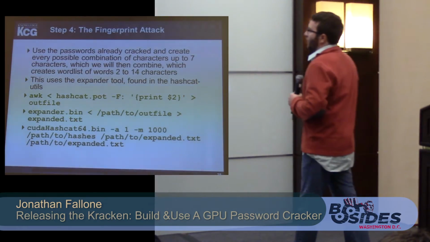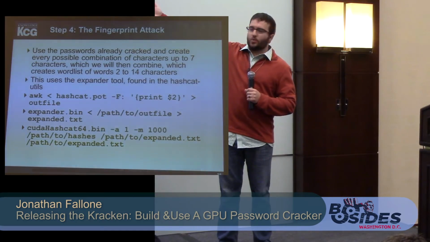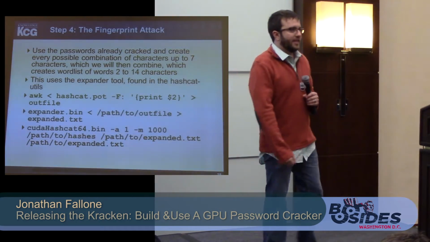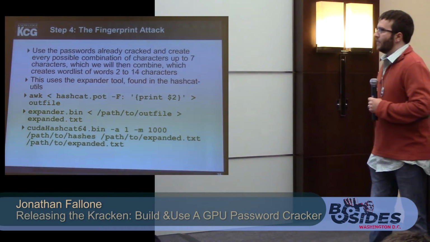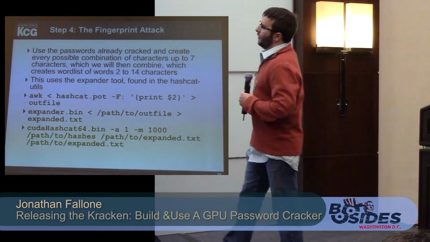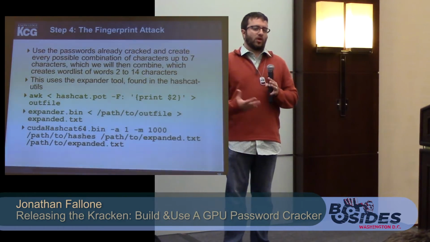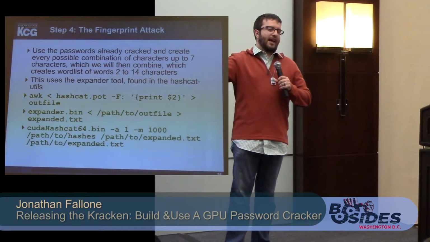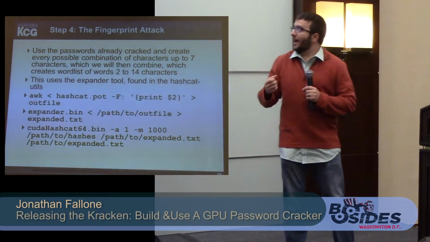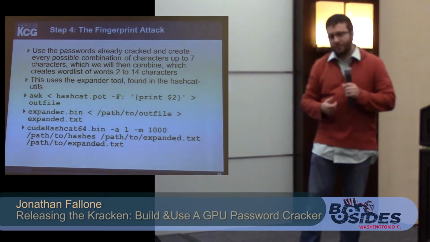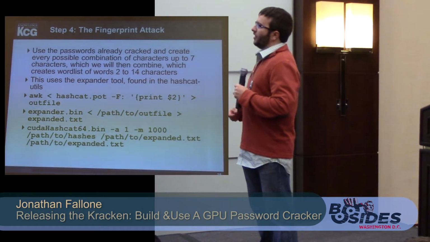The first thing you need to do is just take out all of your cracked passwords. That awk command up there just pulls all of the NTLM plain text passwords that we've cracked and sticks them in an out file. We're then going to use one of the tools that's located in HashCat utils called the expander. The expander is what takes every word that you've already cracked and expands it out to every character in there that you've already cracked. So every possible combination of characters from the passwords you've already cracked, up to 7 characters.